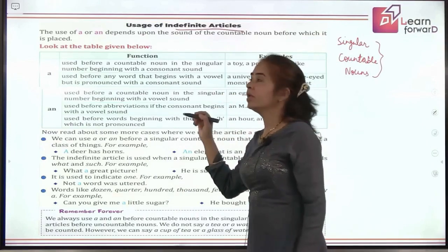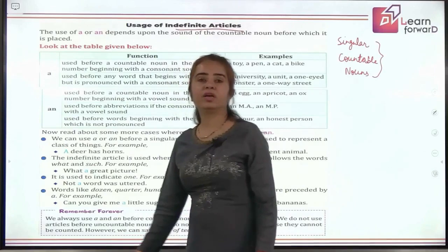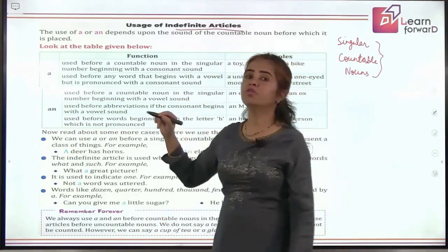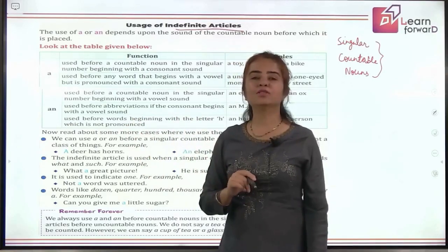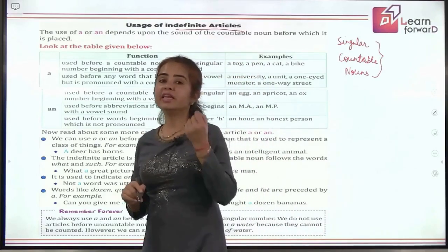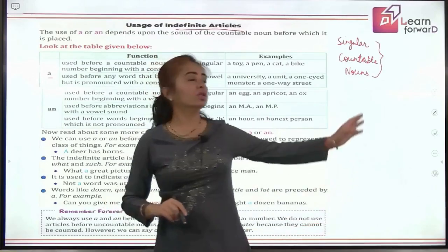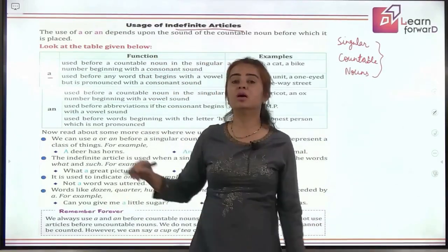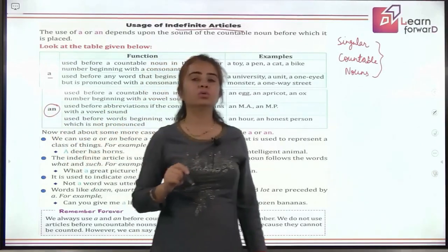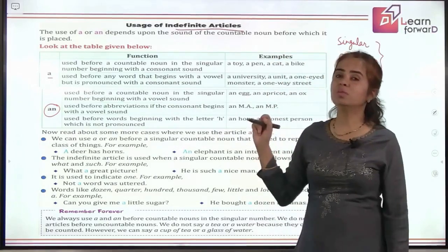Let's learn about them in detail. We use a and an as indefinite articles. But then what is the difference? A is used before not only consonants, that is correct, but we talk about the consonant sounds. So the initial sound should be a consonant sound when you are using a before the singular countable nouns. And when you have the vowel sound, not the letter, then you will be using an.